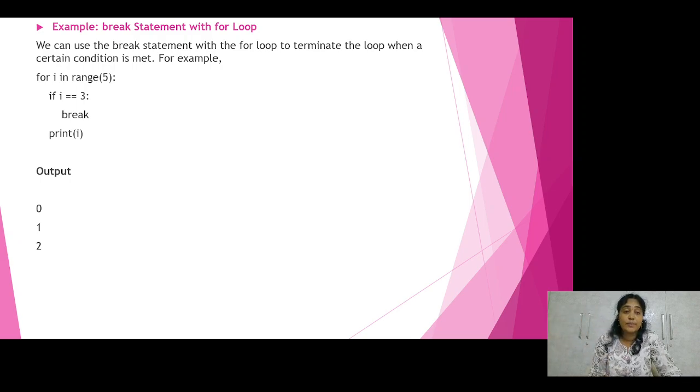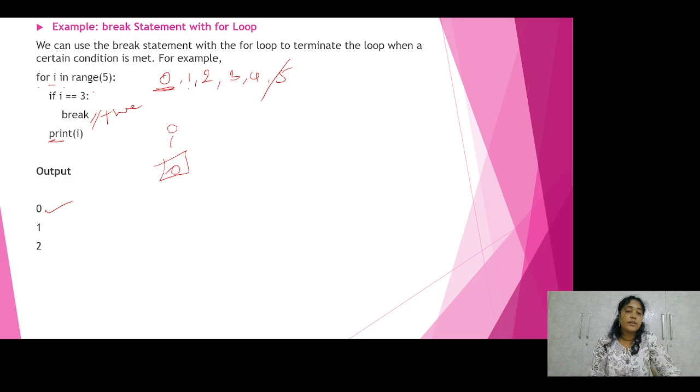Break statement. See here, break is used to terminate from the loop based on a certain condition, I said. See here, for i in range 5, by default it starts from 0: 0, 1, 2, 3, 4. 5 will not be included anyway. Initially the i value is 0. Is 0 equal to 3? False. False means it goes here. This is the true block. False is false, so it will never break. It prints 0. Print i means i. What is the value of i? 0.